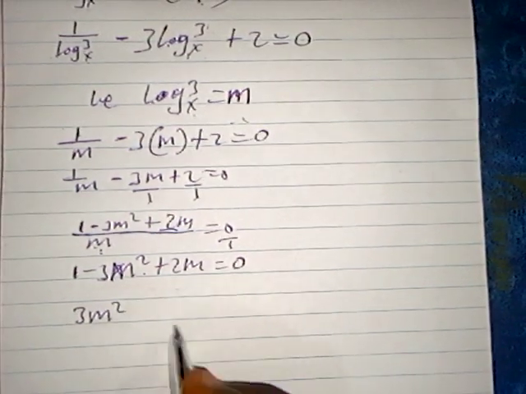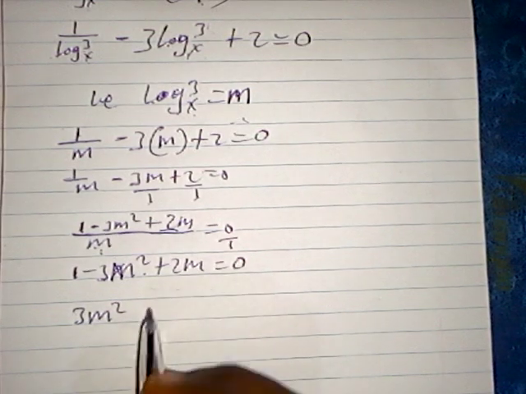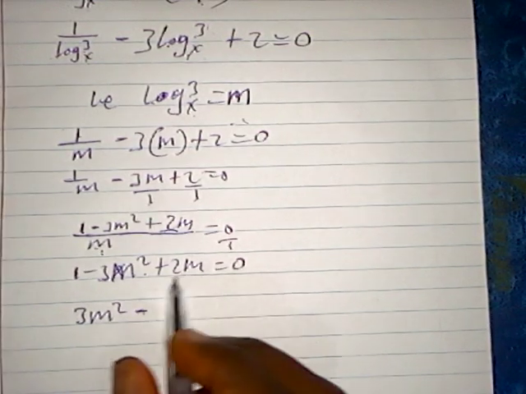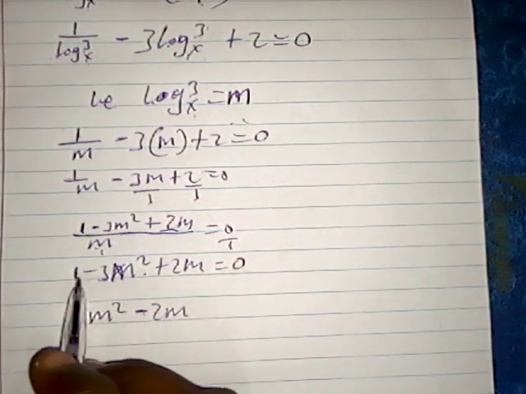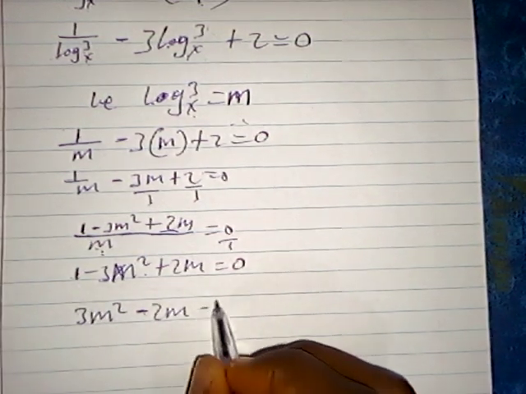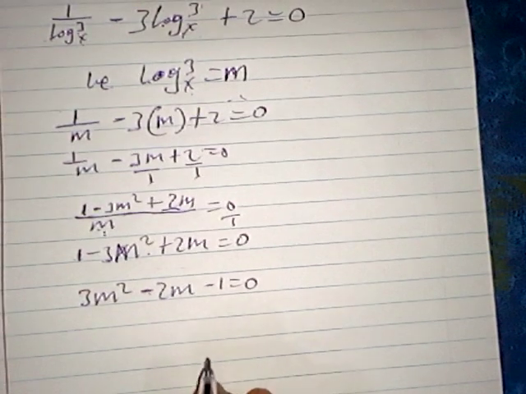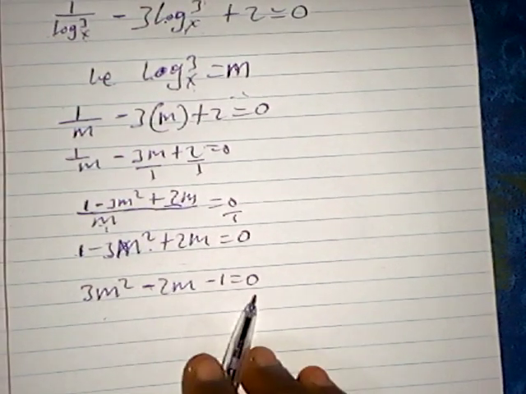3m² + 3m² − 2m, if we transpose it, it will become +2m, it will become −2m. Plus 1, if we transpose it, it will become −1 equals 0. And what are we going to do? We now have the quadratic equation.